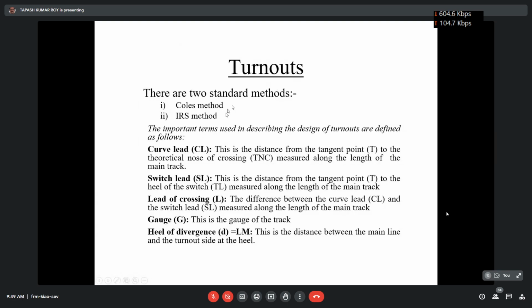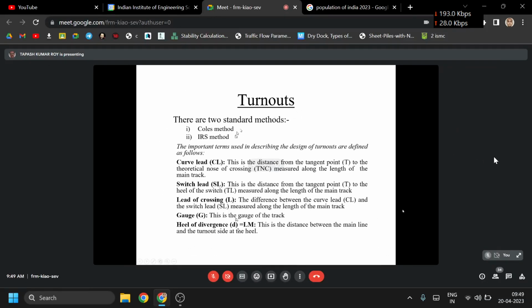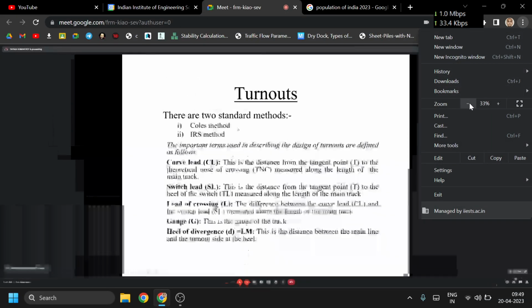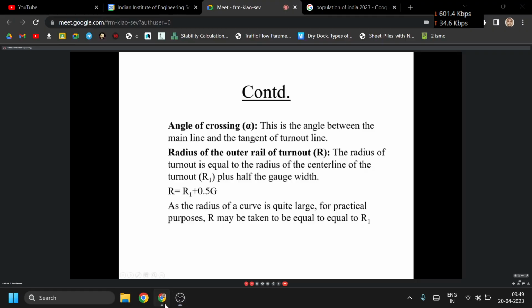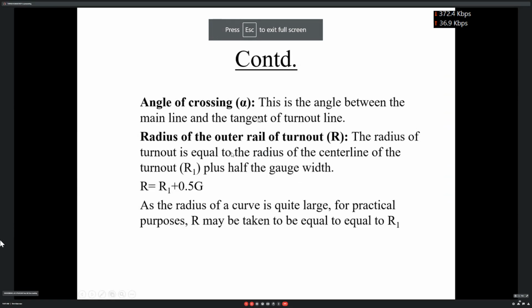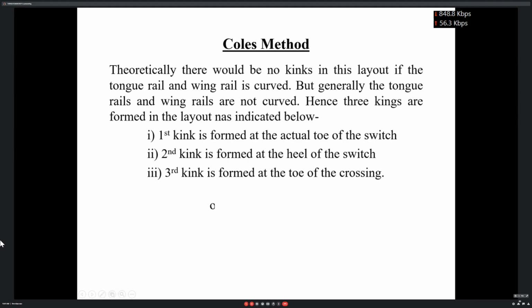So what are the different elements you will have to find out in the turnout? Like curve lead CL, Swiss lead SL, lead of crossing L, gauge. This is well known, whether it is broad gauge, meter gauge, narrow gauge, etc. And heel of divergence LFP. Another one is the angle of crossing, which is essential to know for the railway track. Then another one is the radius of the turnout R. So these are the different elements you will have to determine.